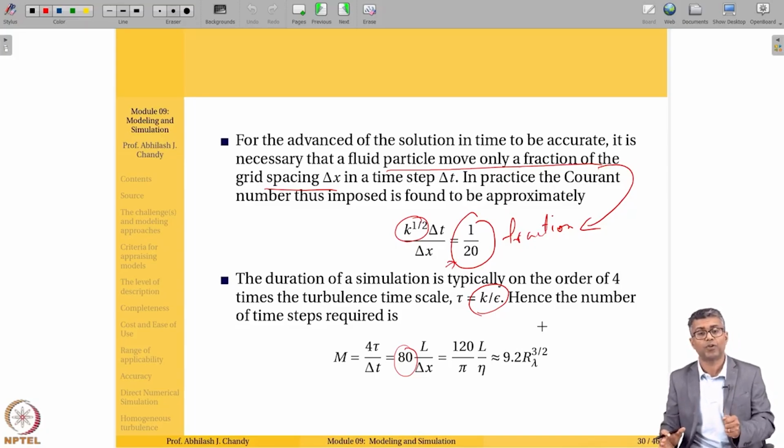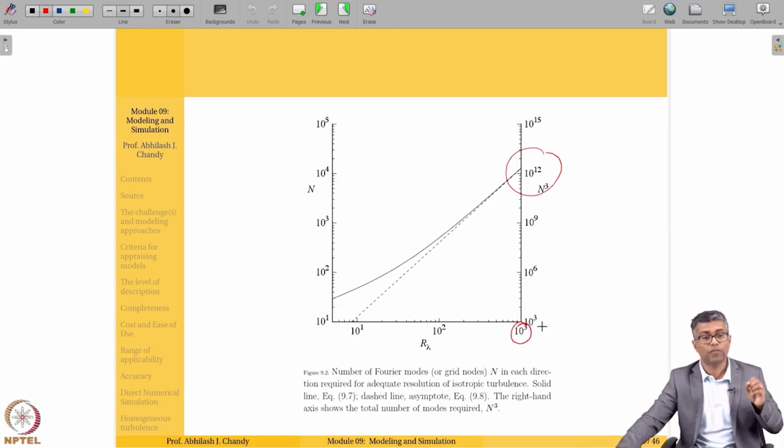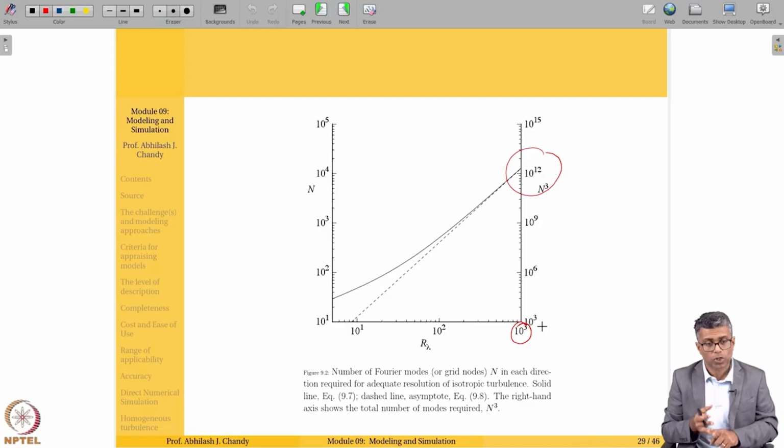And then that will give you the correct solution. So it was easier for us to do all this analysis in homogeneous turbulence and for direct numerical simulation. What we have done here is we have looked at all the criteria, right? We looked at the level of description, the cost and ease of use, the range of applicability and accuracy. And we compared the mixing length model and direct numerical simulation.